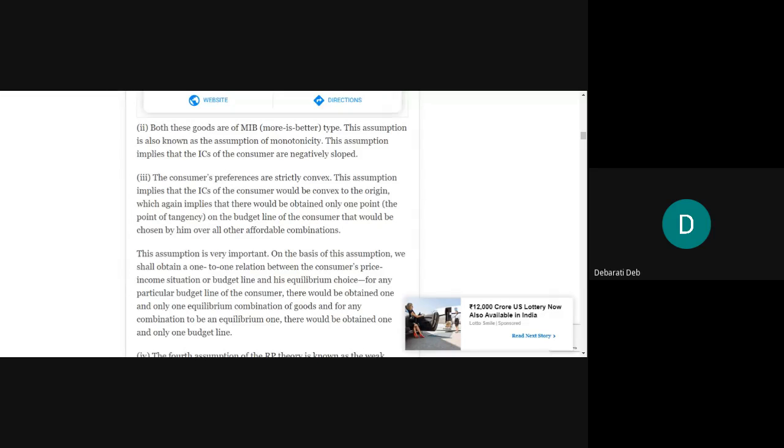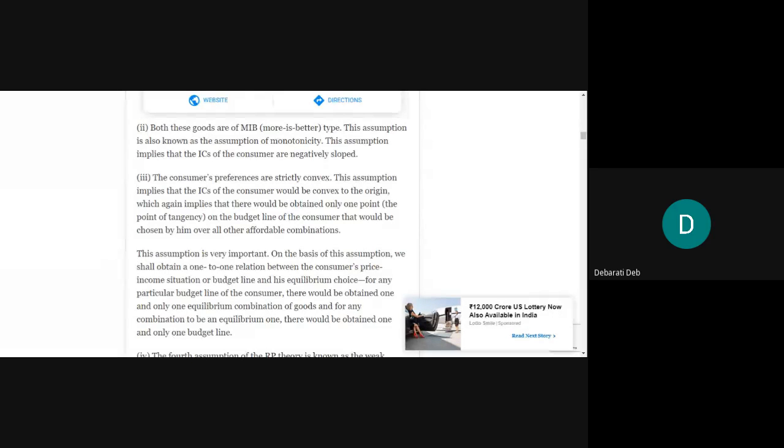Now come to the second assumption. Both these goods are of MIB type. What is MIB? More is better. Both these goods are of more is better type. This assumption is also known as the assumption of monotonicity. Here another vital assumption is that if you buy 100 units of the combination of goods, then you will be more satisfied than when you buy 50 units of this combination.